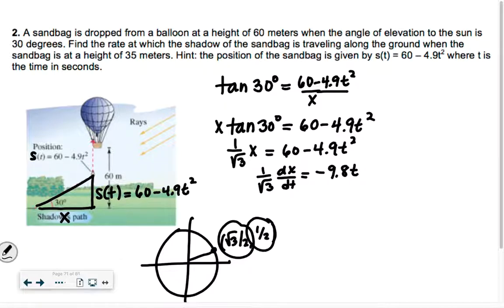Okay, so we took the derivative, and now we're going to plug in. What do we know? So we're trying to find when the height is 35 meters. I don't have height or s or anything in here. I had changed it all to t, right? How do I find t if I know the height is 35? Well, we solved that equation. 35 is equal to 60 minus 4.9 t squared. So use your calculator, find that number.